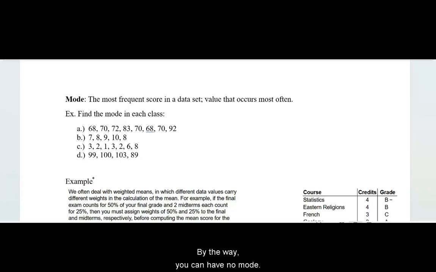You can have no mode. So let's look at letter A. Which number here in this data set occurs the most times? Looking here, it looks like the 70. That occurs 3 times. So 70 would be the mode for this value set.